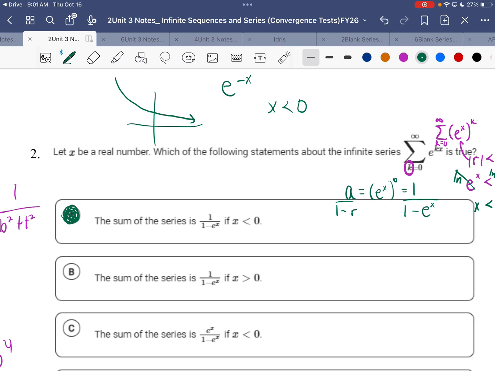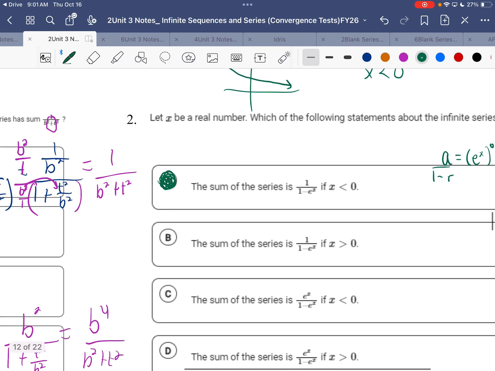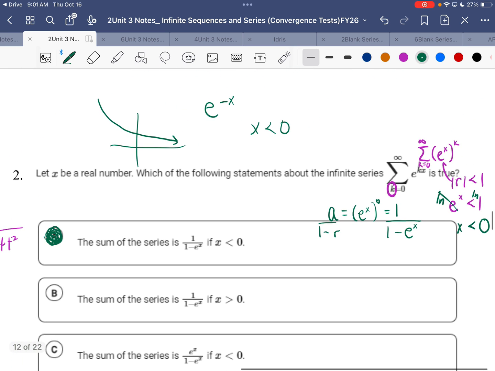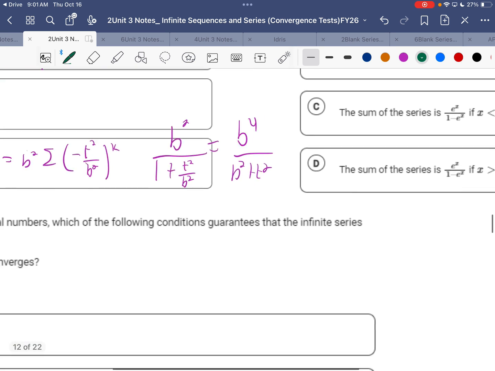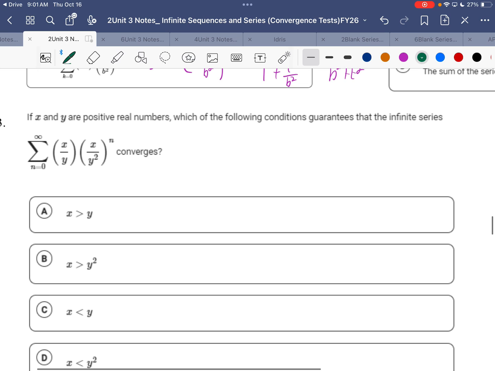All right, and then 3. Yep. But it never says converge on that question. Right, so if it has a sum, it has to be converging. The only series that has a sum that we know how to calculate are geometric series. And a geometric series converges when its r is less than 1 and bigger than 0. All right, and we got positive numbers.